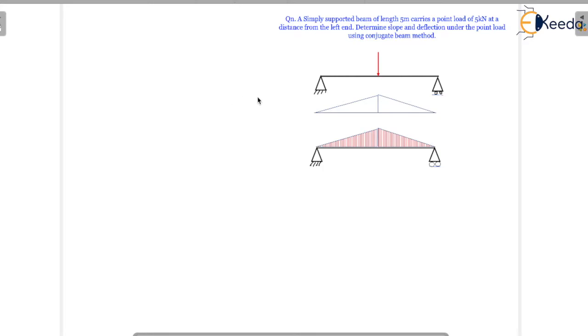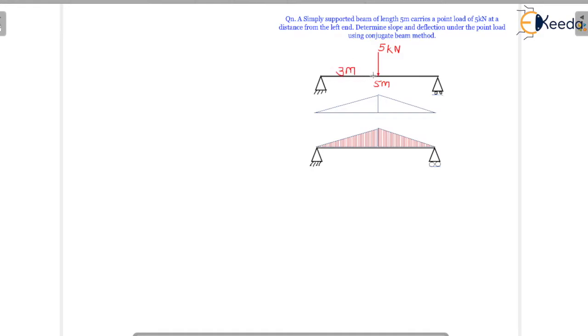Okay, so let's see all the details. I'm going to write here for the question. A simply supported beam of length 5 meter, so this span is 5 meter, and it carries a point load of 5 kilonewton at a distance of 3 meter from the left end. So this particular distance is 3 meter.